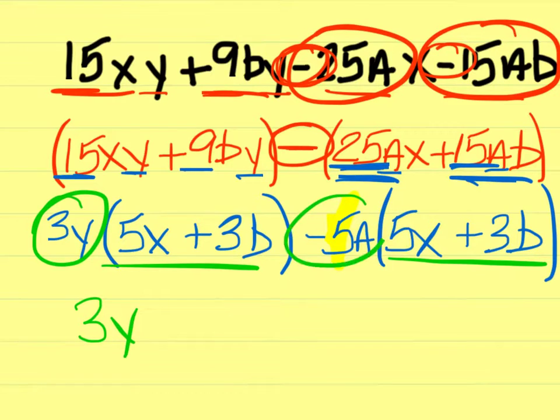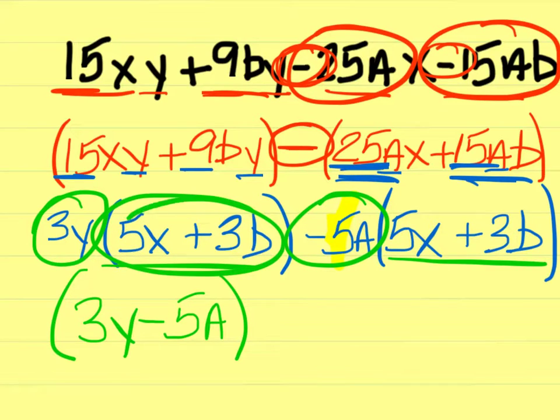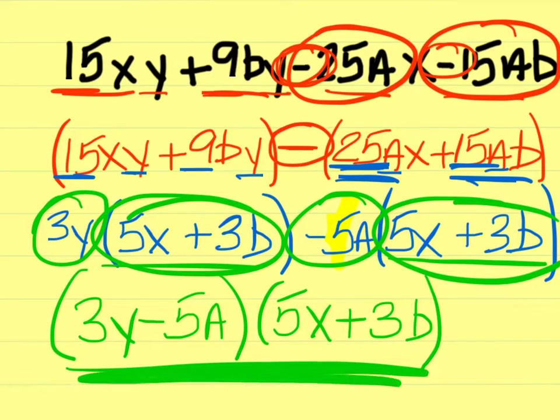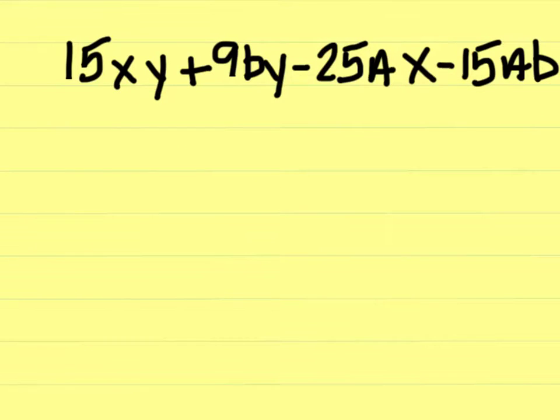3y minus 5a, and then you only need one of these two that are the same, 5x plus 3b. That's your final answer. What if we did the same problem but we grouped it differently?